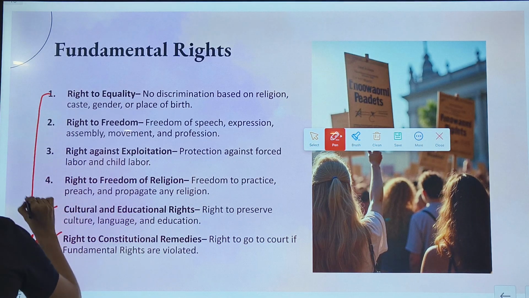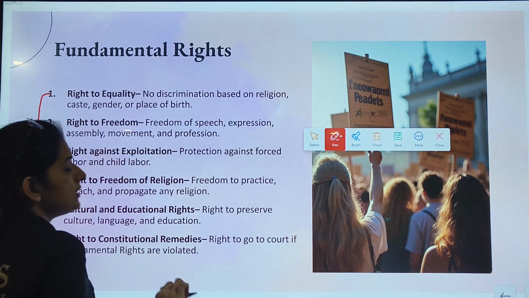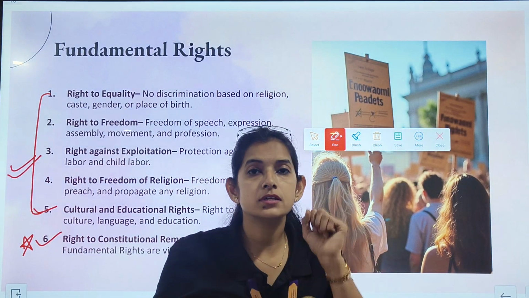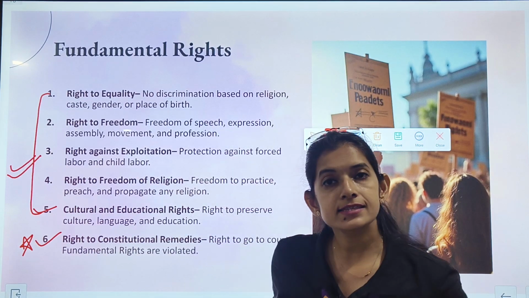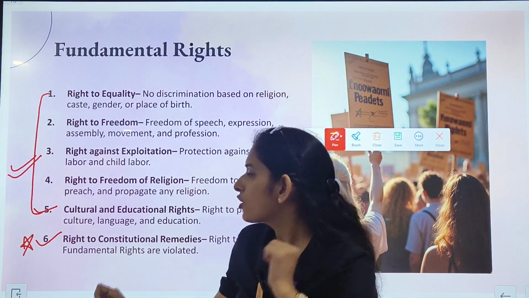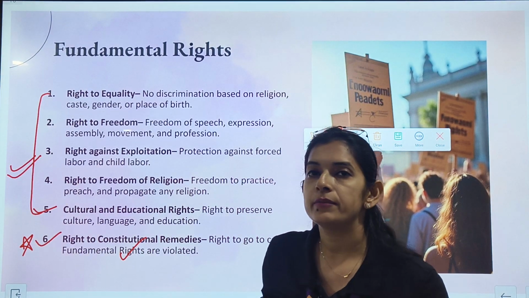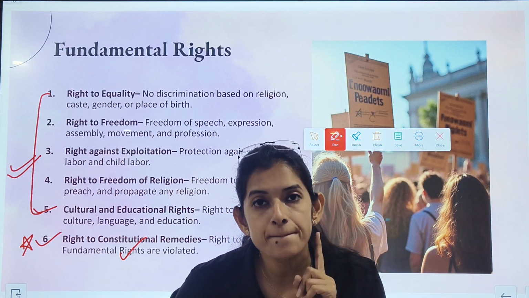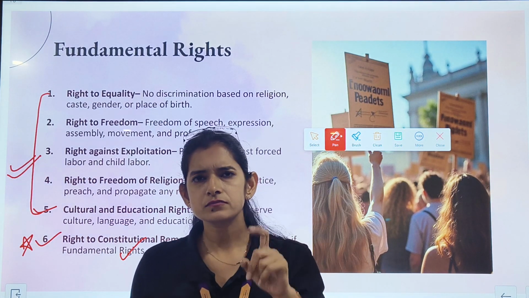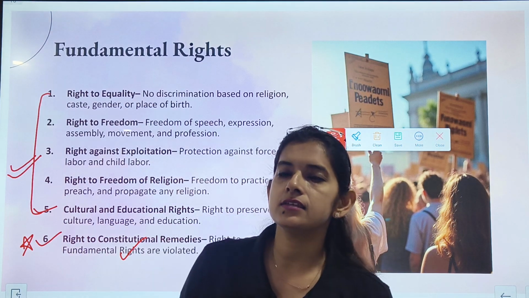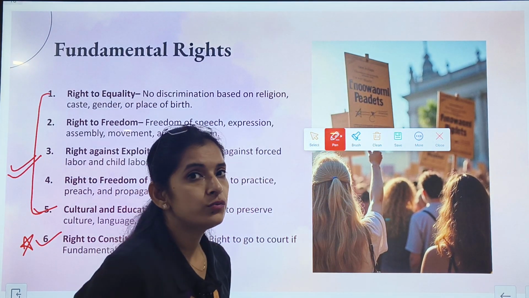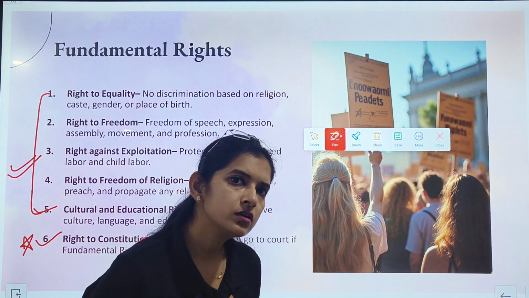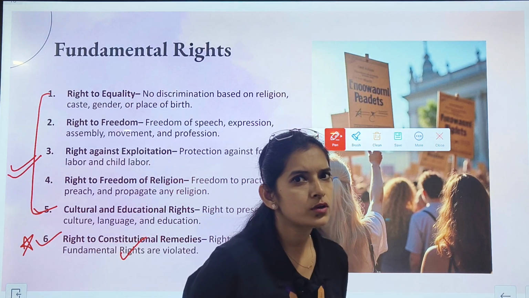That is, if any individual is trying to hamper or snatch these rights from us, then according to the right to constitutional remedy, we can move to court against that particular person. Clear? Now the question arises, which court should we go to? Should we go to the session court? Should we go to the district court?